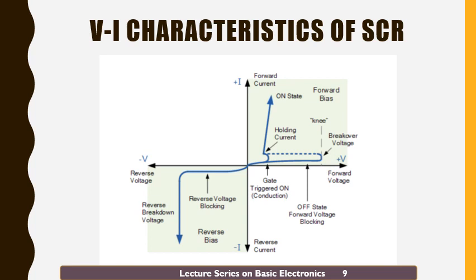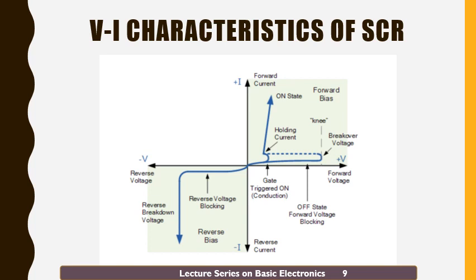Here to here it will be your forward blocking state, because the voltage is applied between anode and cathode and gate voltage is not applied, so it is still in the minority carriers, so it will be flowing. And after it reaches your breakover voltage or your gate current, then the current starts flowing between the anode and cathode, so it will be the forward conducting mode.